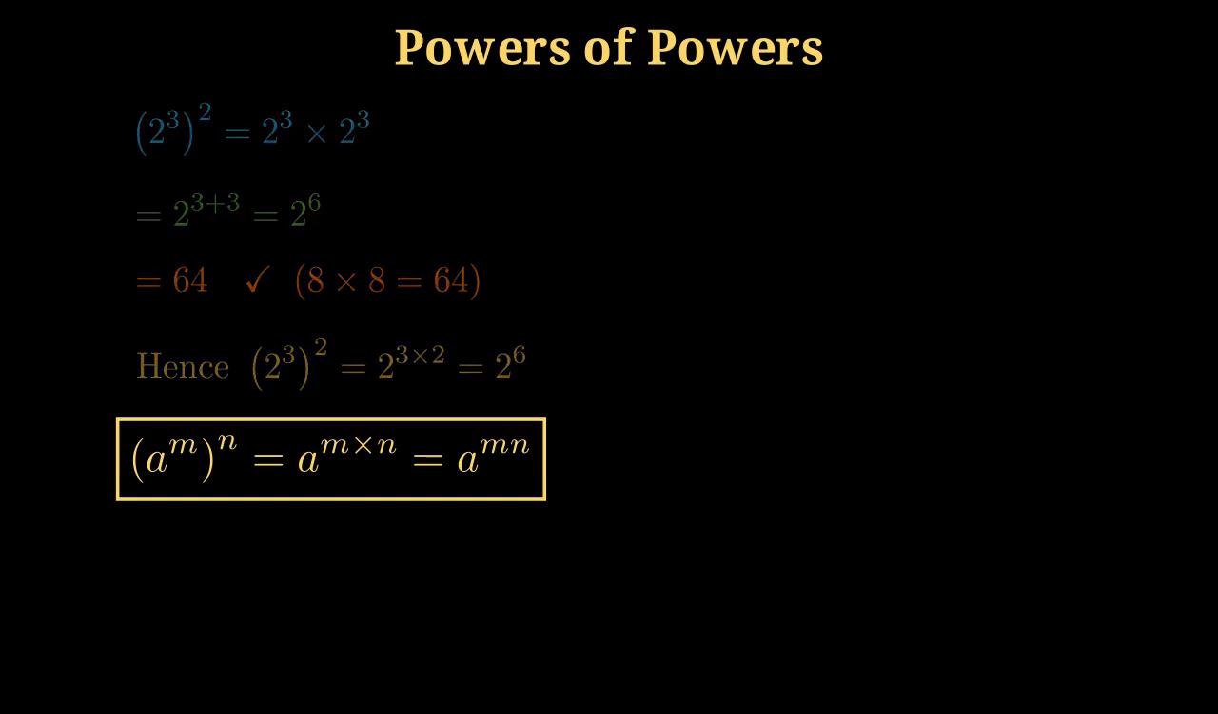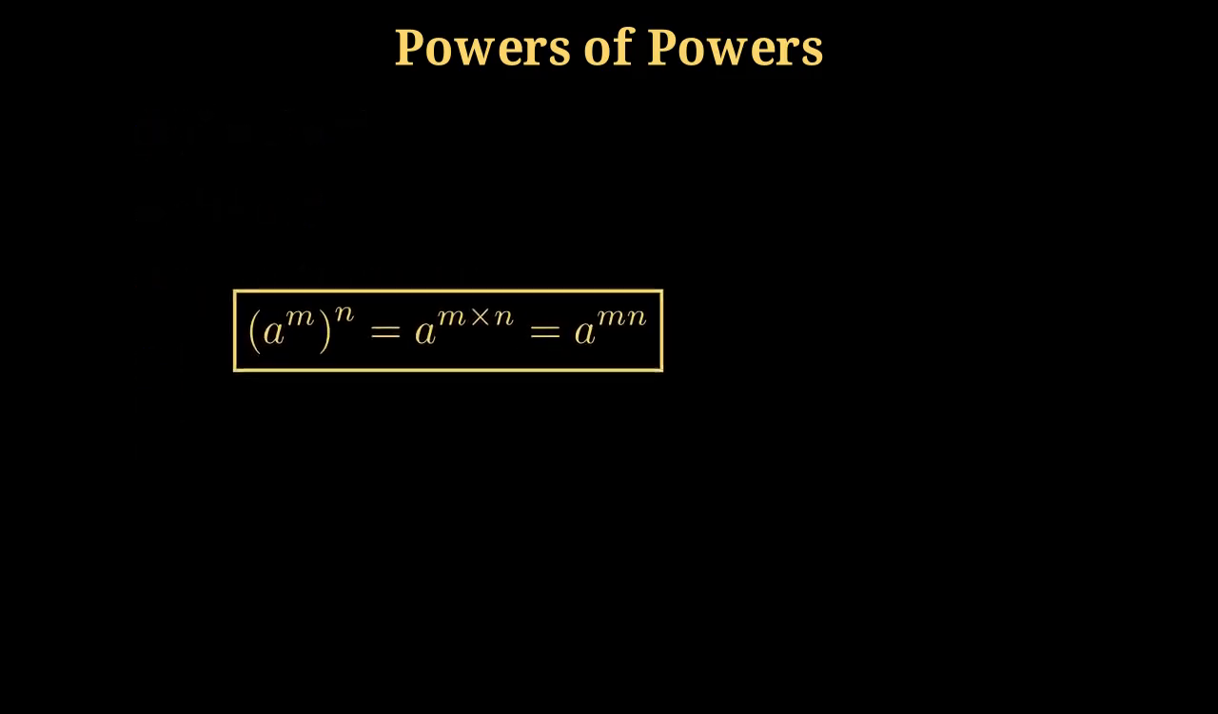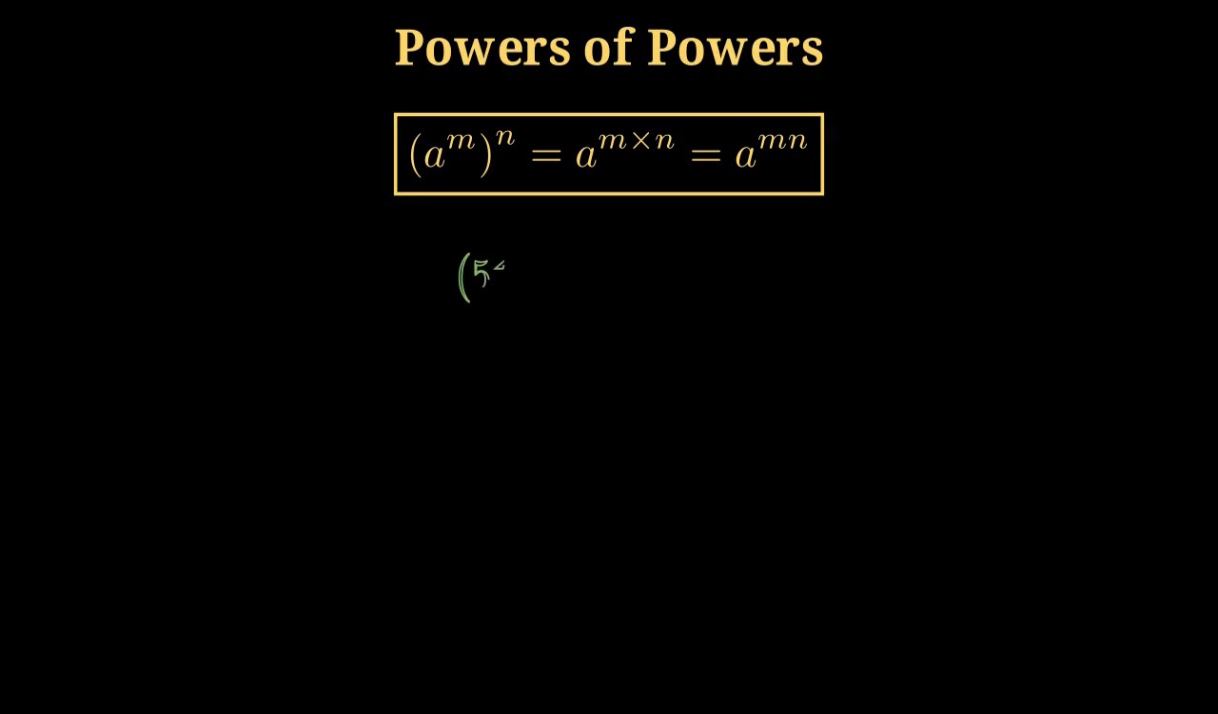So our hook question is already dead. 5 squared, all cubed, is 5 to the 2 times 3, 5 to the power 6. The classic trap is adding the indices and saying 5 to the power 5. Adding is for multiplying powers. When a power sits on another power, the indices multiply.